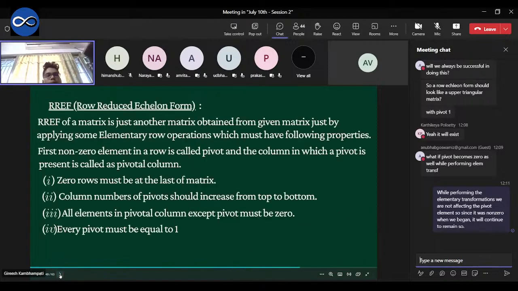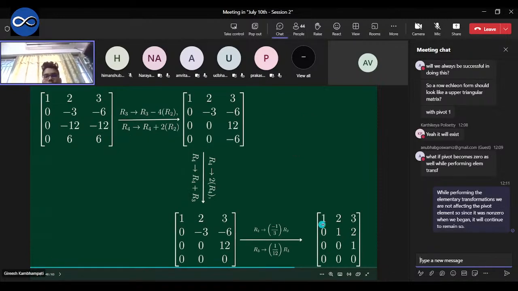After getting row echelon form, we have another form of the matrix which is row reduced echelon form. All the rules are the same except that all elements in a pivotal column except the pivot must be 0. What exactly do we have in this matrix? This is the row echelon form of the matrix we have considered previously. Now for row reduced echelon form, this is a pivot, this is a pivot, this one is a pivot, this one is a pivot, and this one also a pivot.